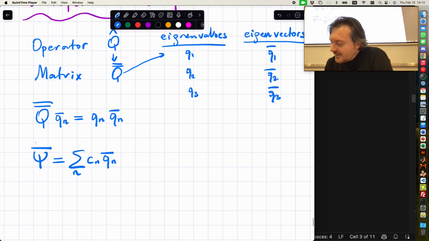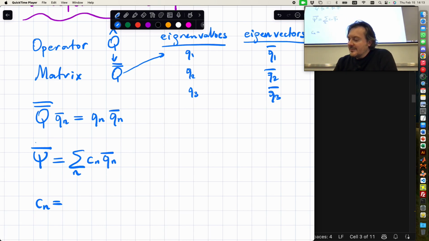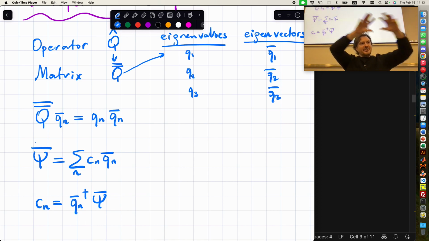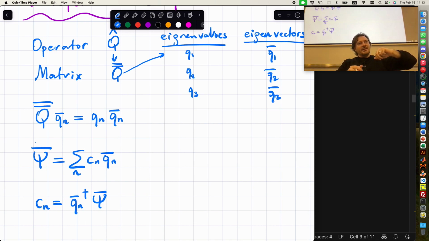How do you find Cn? Just take the product from the left. Yes. Can I do this? Yeah. Do you remember this? We would have eigenvectors, and to find the coefficients, we did it with the inverse Fourier transform, if you remember. We had Fourier transform vectors, and if we took their conjugates and multiplied the function, it would give us the coefficients. Do you remember that?